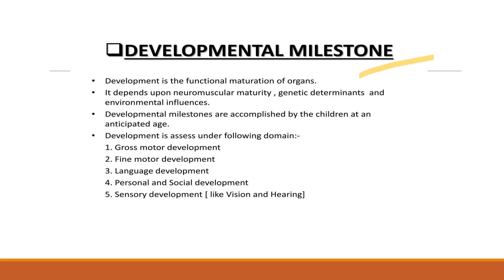Next is developmental milestones. What are the developmental milestones? Development is the maturation of the organs and functional maturation of organs. There will be brain development, neuronal development. These are neuromuscular maturity, genetic determinants, and environmental influences. Development is assessed under the following domains. First one, gross motor development. Second one is fine motor development. Gross motor means holding big things. Fine motor means by the fingers. It is fine task. Then language development, personal and social development, sensory development like vision and hearing.